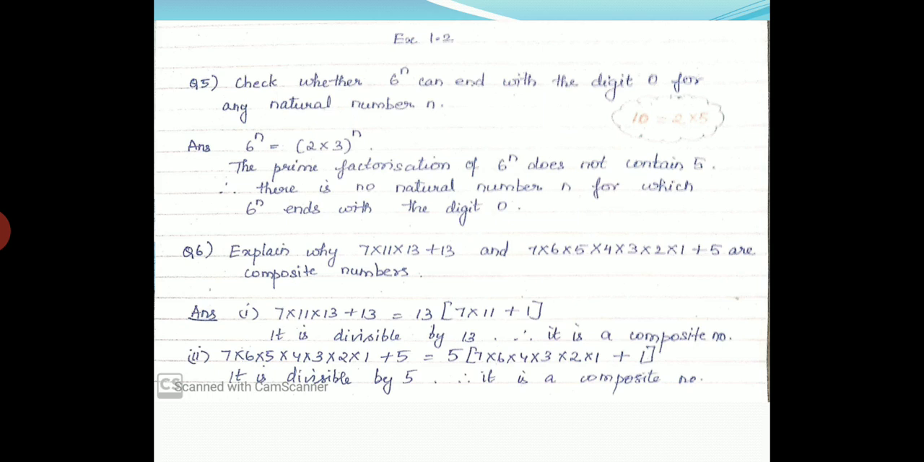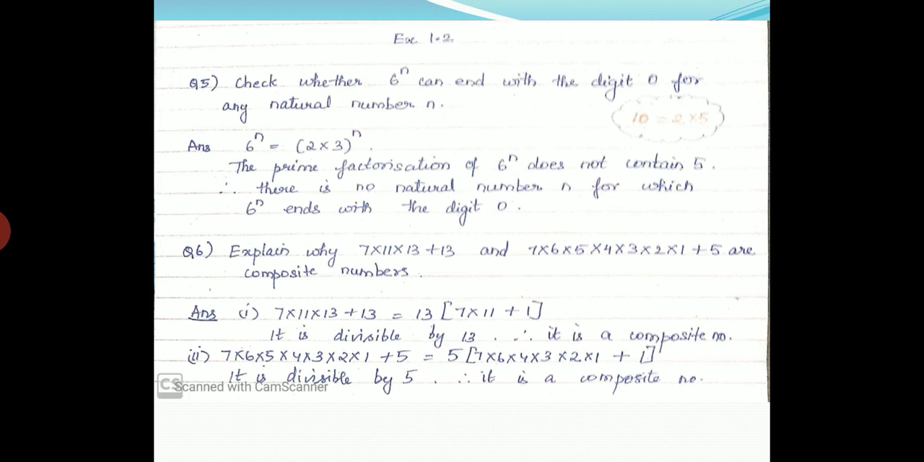Okay, so here 6 power n, any power of 6 you will have the prime factorization only 2 and 3. So you don't have 5. Since you don't have 5, this number will not end with 0. So 6 power n is 2 into 3 power n. The prime factorization of 6 power n does not contain 5. Therefore, there is no natural number n for which 6 power n ends with the digit 0. Okay, is that clear?